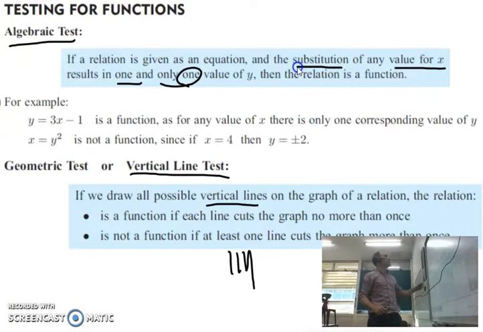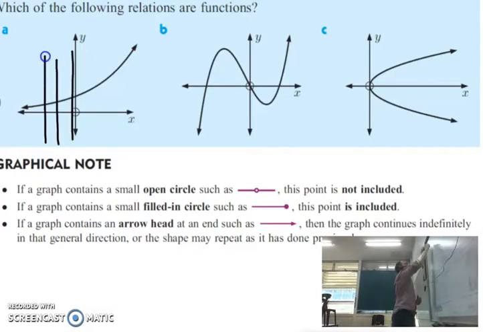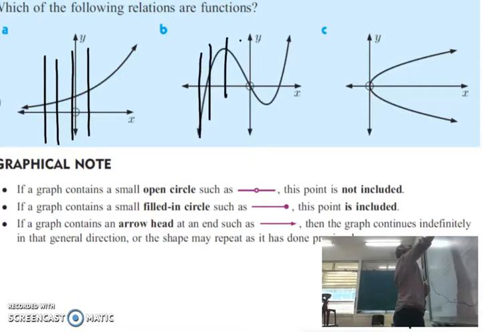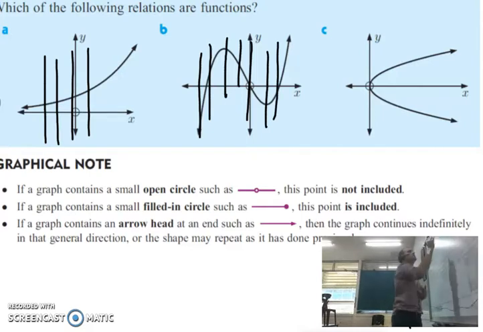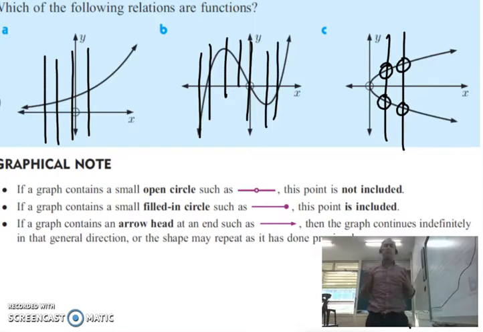So let's have a look at another example. If we look at this one, if I draw my vertical lines, it only cuts once, so it must be a function. Same with this one, I can draw many lines, each one only cuts once, so it too must be a function. Over here, if I draw my vertical line, I can see that it cuts twice. And that means that there are two values for y at one x, which means that it is not a function.